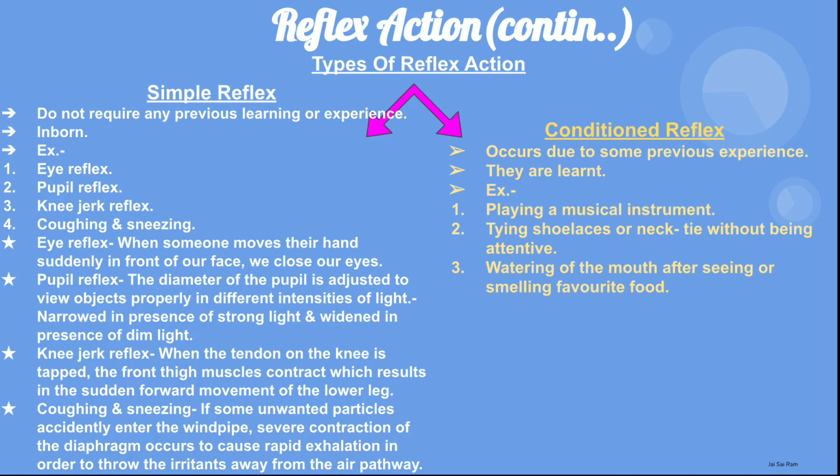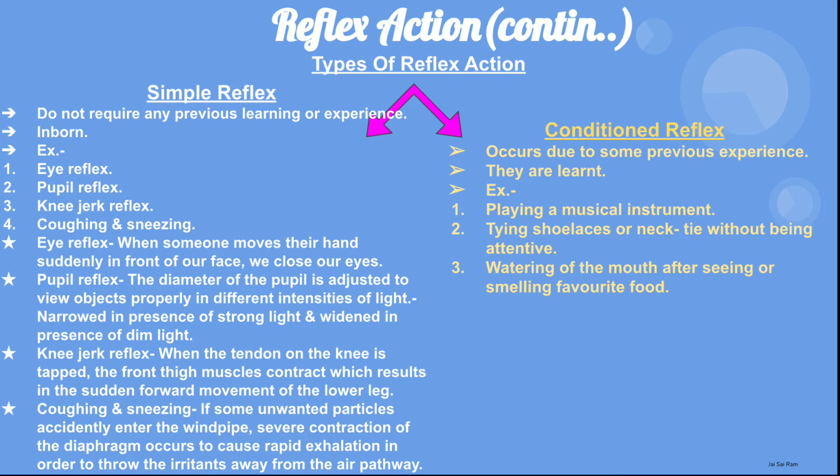And the pupil reflex: the diameter of the pupil is adjusted to view objects properly in different intensities of light. The pupil is narrowed in the presence of strong light, or widened in the presence of dim light. So that also does not require any learning or experience. Next is the knee jerk reflex. When the tendon of the knee is tapped, the front thigh muscles contract, which results in the sudden forward movement of the lower leg.